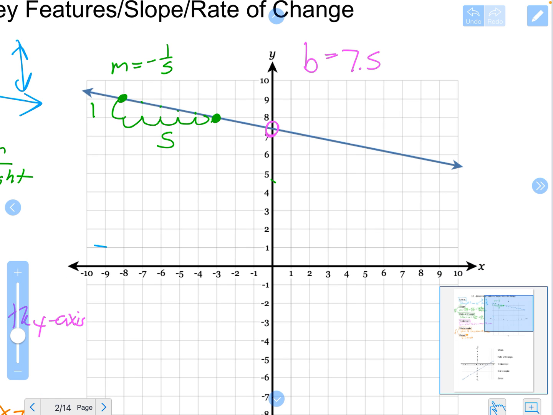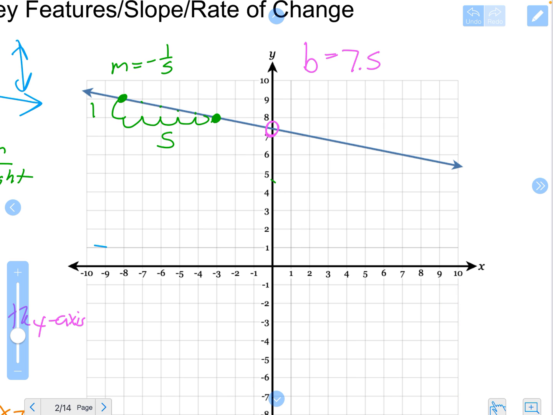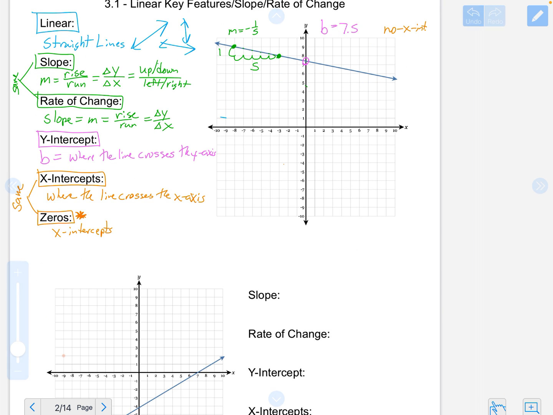And the next thing we talked about was our zeros. This one, on this view, we have no x-intercept. Eventually, that line is going to cross the x-axis, but we cannot see it here on this graph.